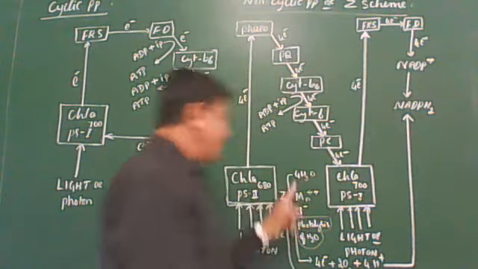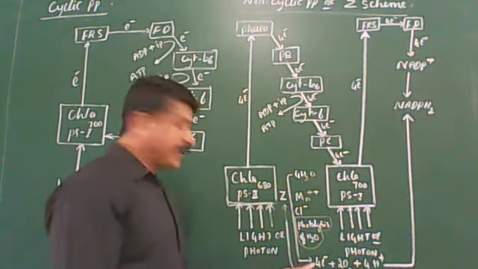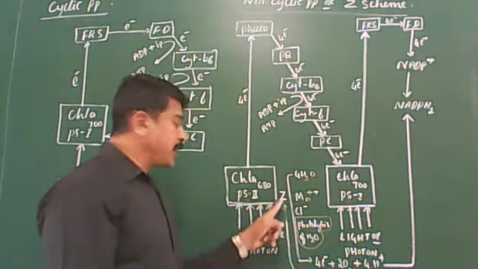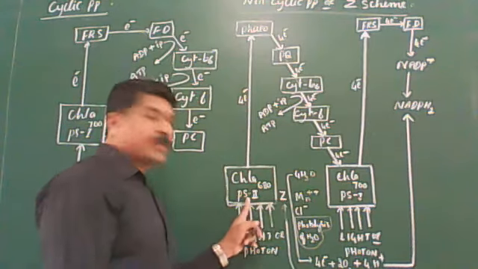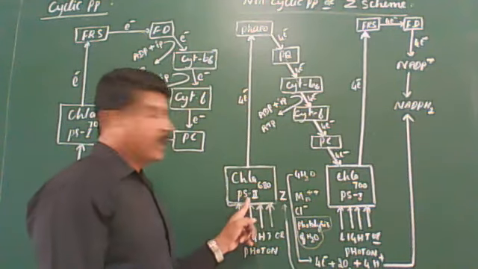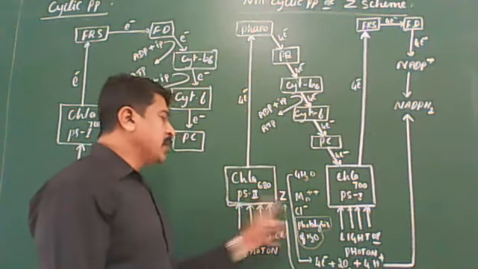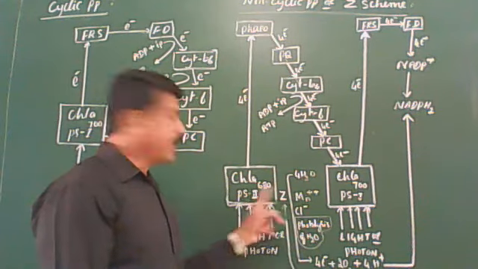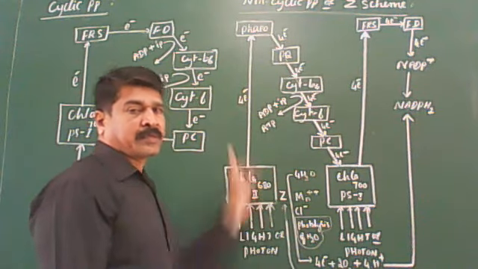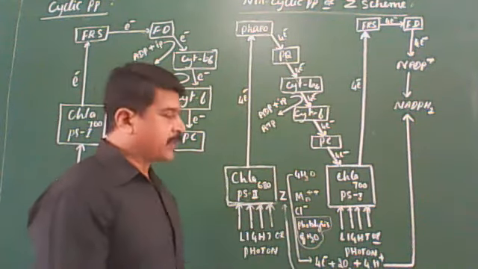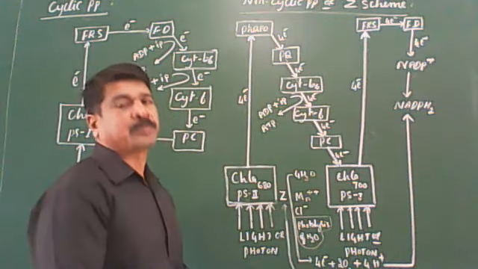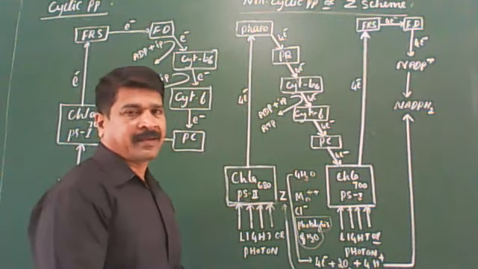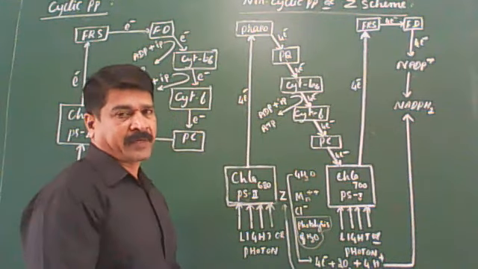During photolysis of water, electrons are released, accepted by unknown compound Z to fill the gap in PS2, and also manganese ions and chloride ions. You remember this. It stops there and does not continue again. That is why it is called non-cyclic photophosphorylation. Clear? Keep one point in mind.